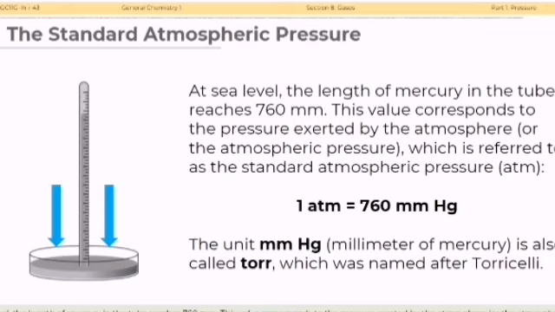At sea level, the height of mercury in the test tube reaches 760 millimeters. The value corresponds to the pressure exerted by the atmosphere, or the atmospheric pressure, which is referred to as the standard atmospheric pressure, or atm. That is, 1 atmosphere is equivalent to 760 millimeters of mercury. The unit millimeter of mercury is also called torr.